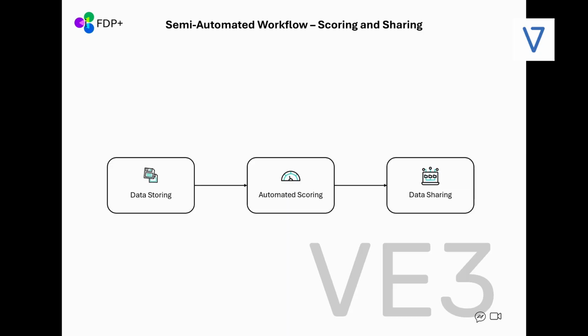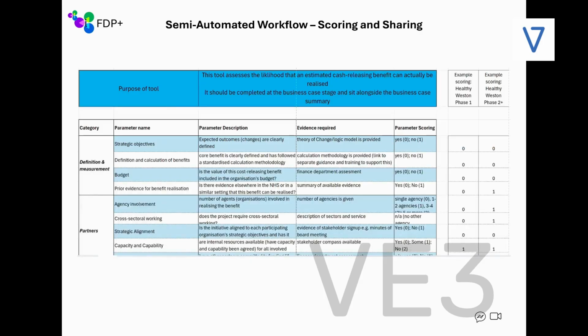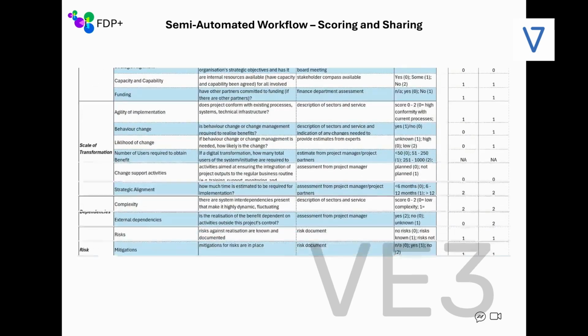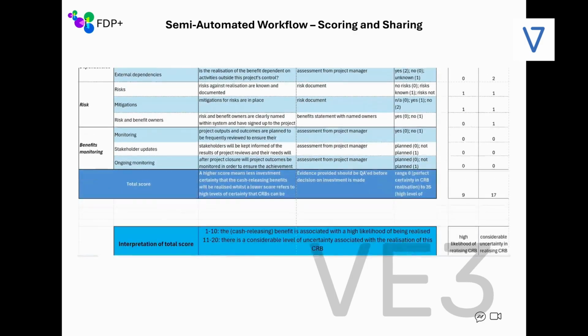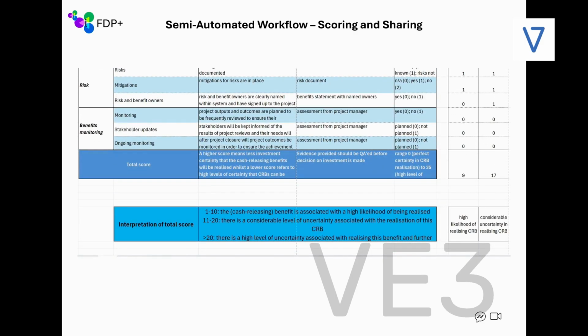After the program manager submits the response, our system initiates a semi-automated workflow. All the data provided is securely stored and then processed to generate a score. This score is based on a comprehensive evaluation of the response parameters, such as whether strategic objectives are clearly defined, if a standardized calculation methodology is followed, and if there is evidence of benefit realization.